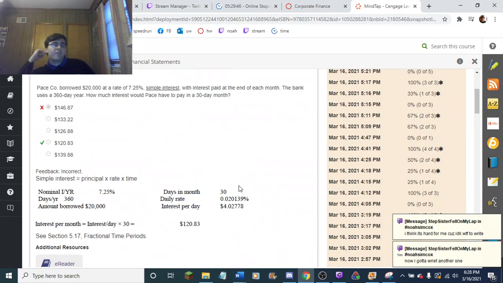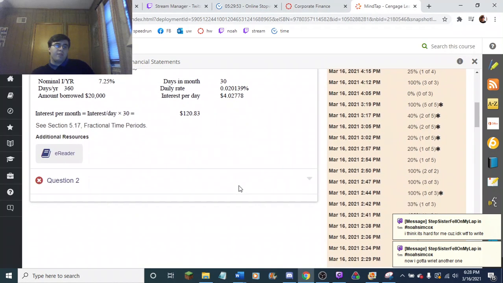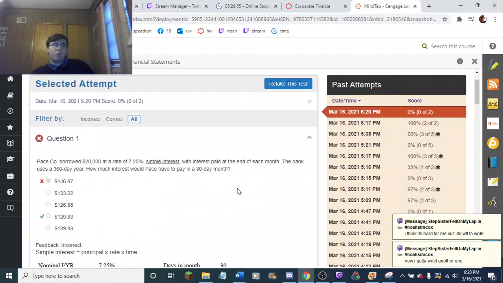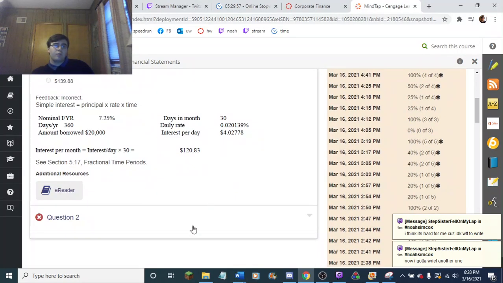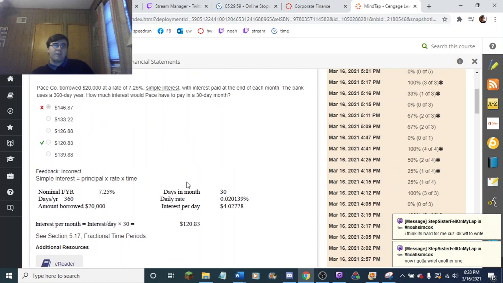The interest per month is the interest per day times 30. What even is this question? Wait, why are there only 2 questions? I feel like they made this way too complicated for a simple interest question.